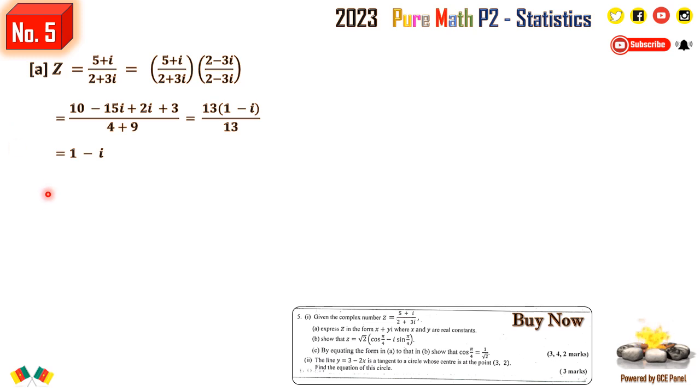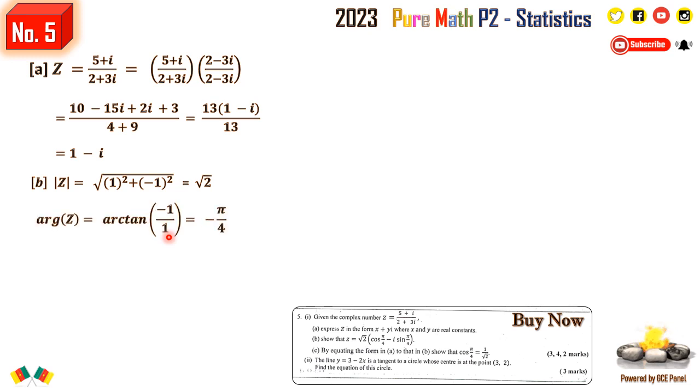Now the B part of the question. Show that z is equal to root 2 (cos pi on 4 minus i sin pi on 4). So here, we first of all need the modulus of this complex number, the magnitude. And that's going to be given by the x value squared plus the y value squared. So that is 1 squared plus minus 1 squared, which is equal to root 2. Next thing we need is the argument. The argument of z is arctan of negative 1 on 1, that's the y component on the x component, which is equal to negative pi on 4.